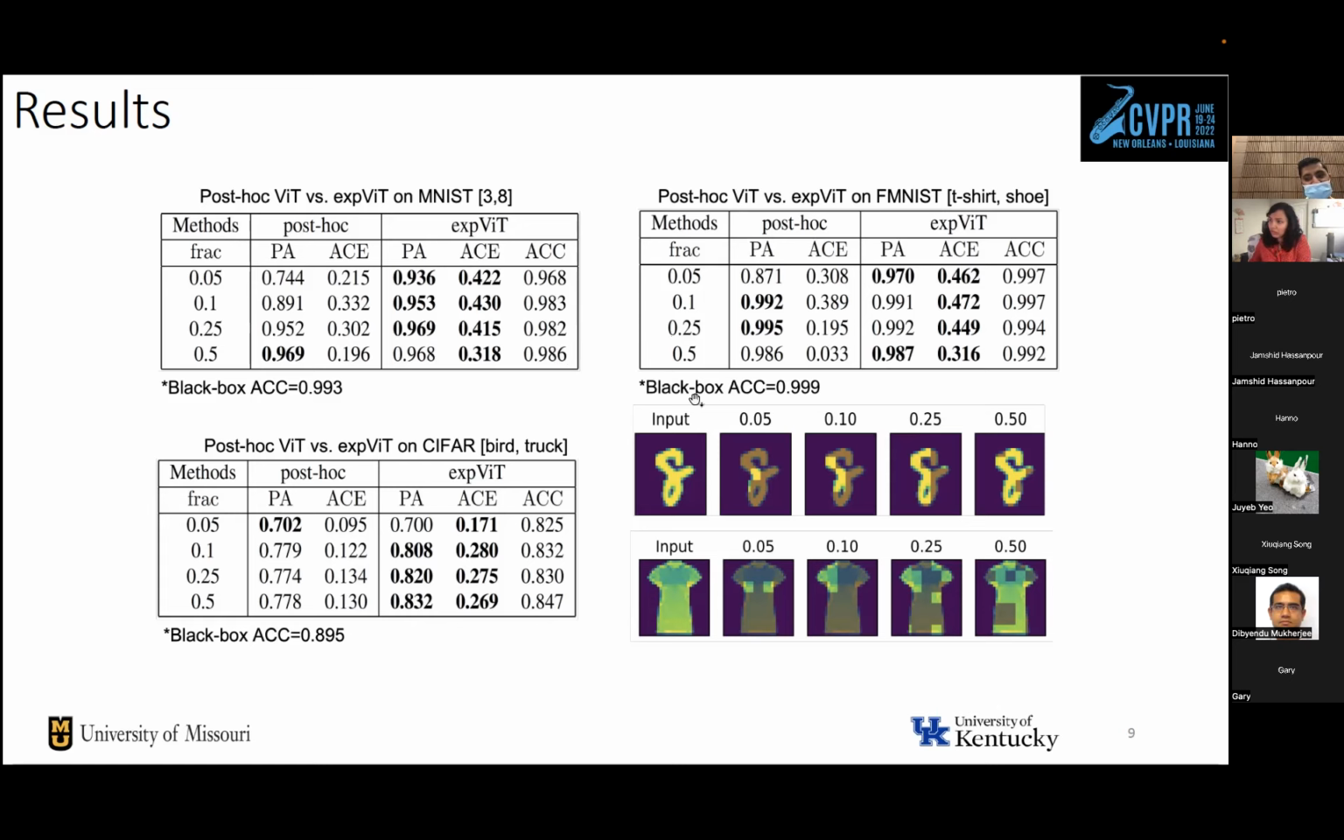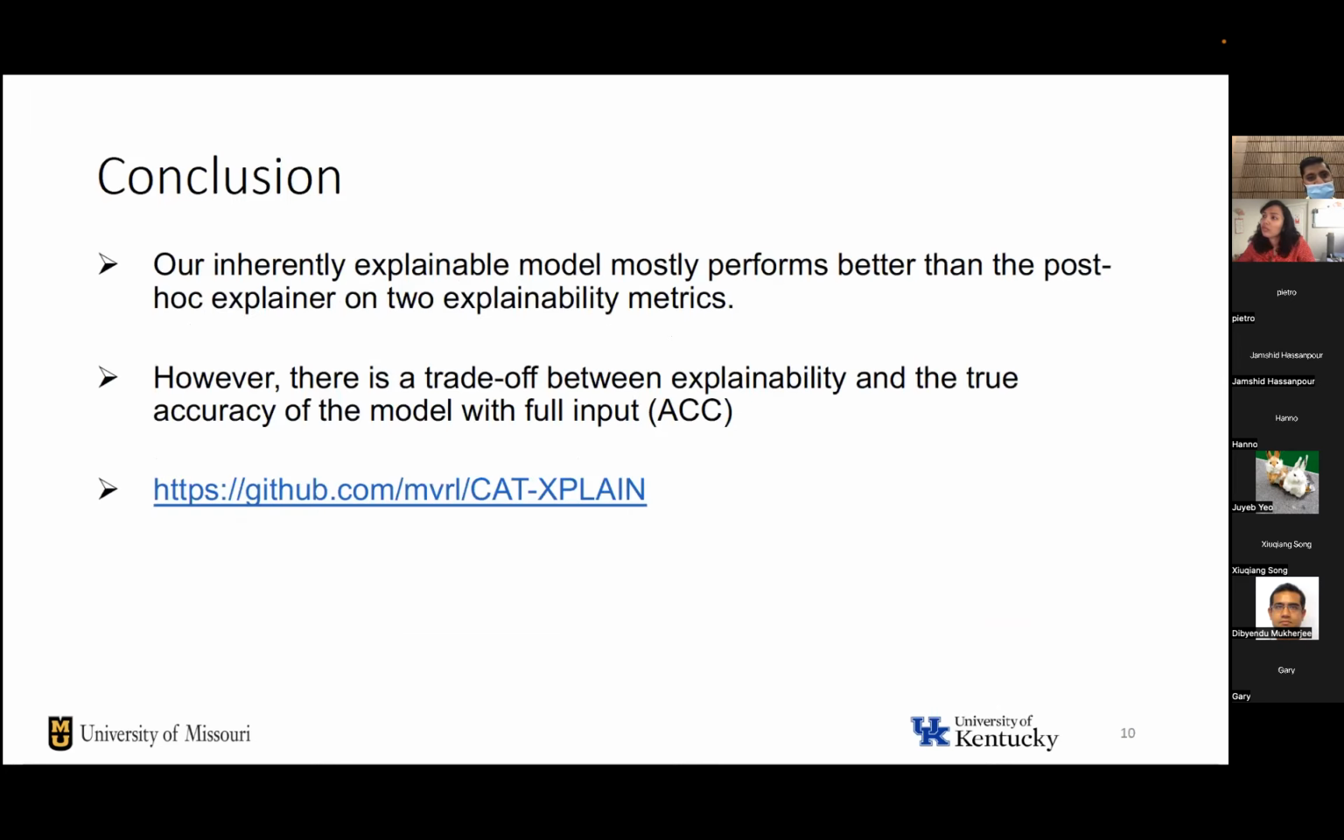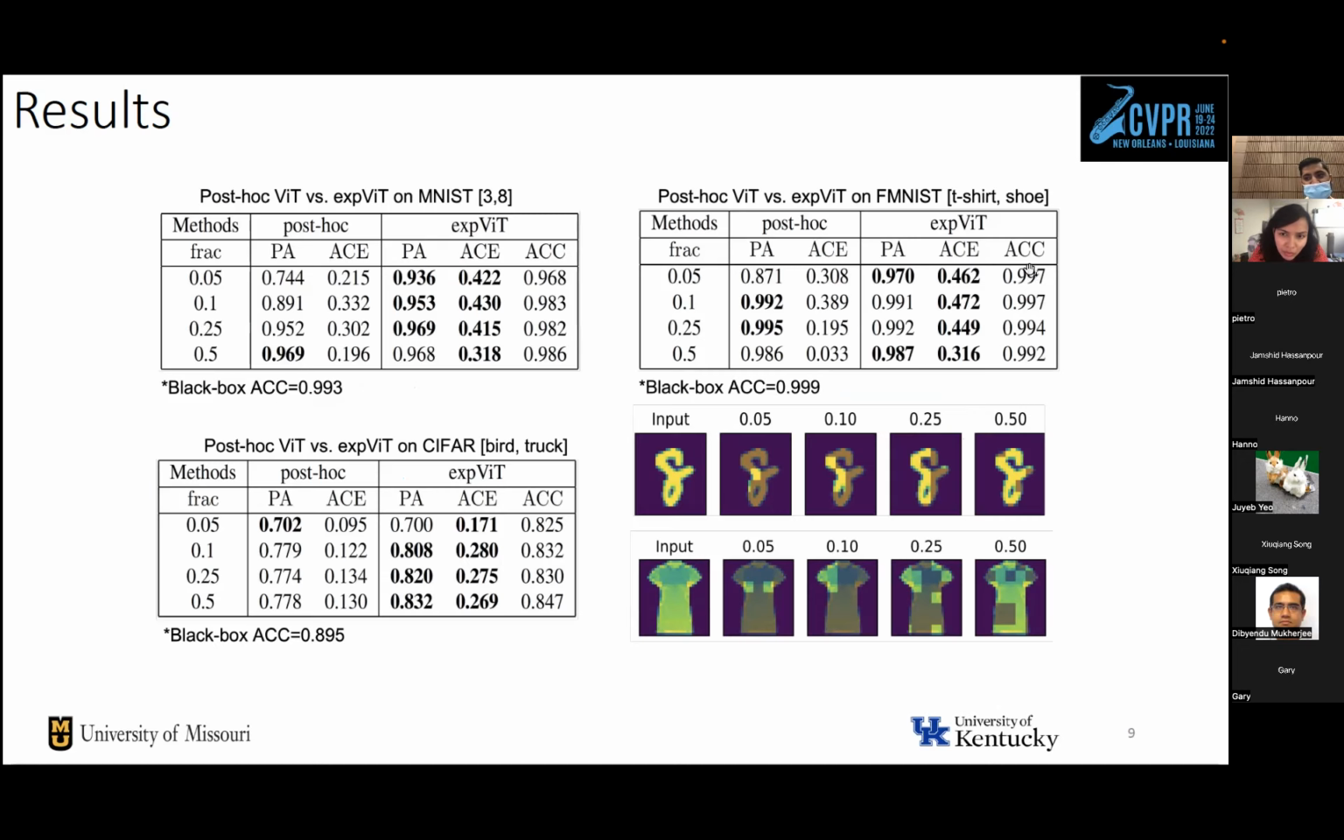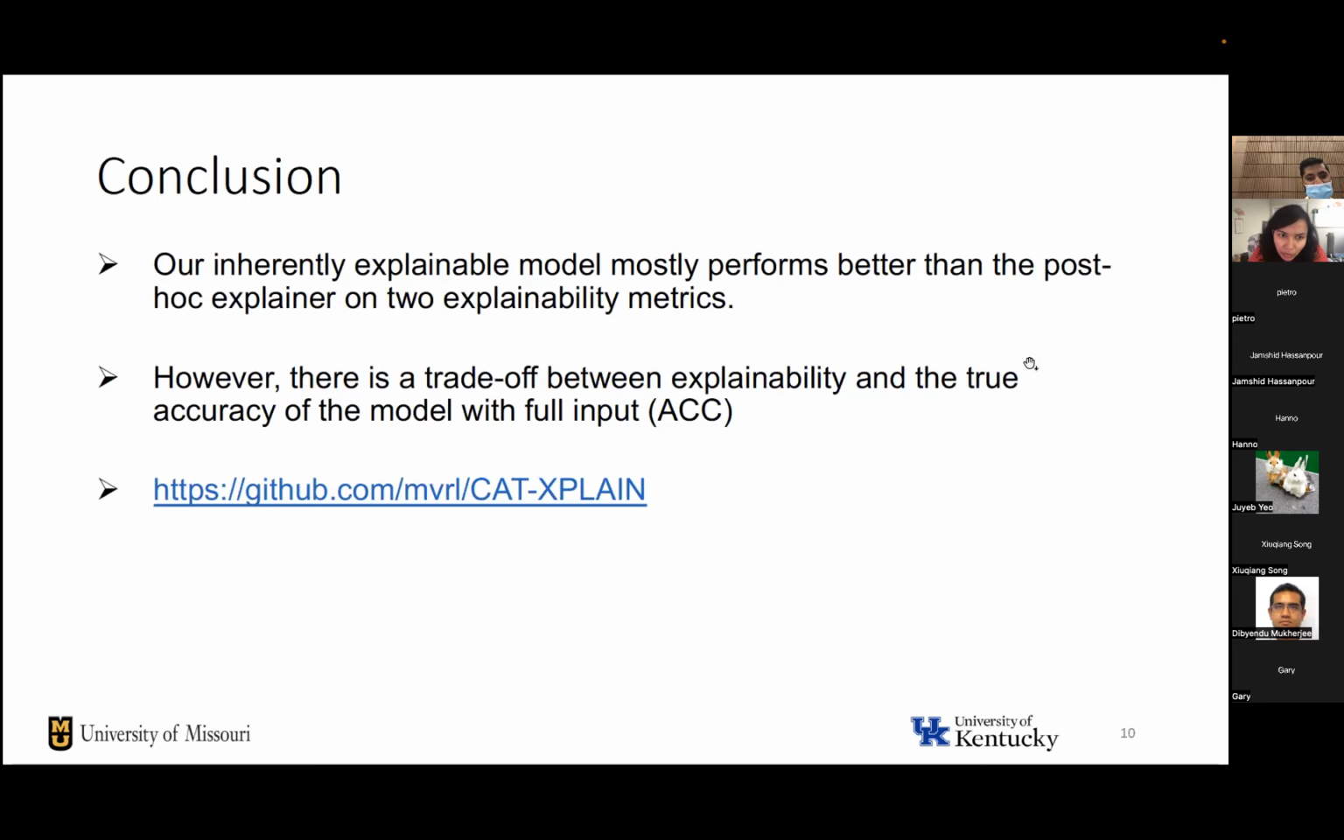On the bottom right, we can see a demonstration of the model. For example, for the image with digit 8, the model was able to identify the patches on the left side of the image because this was trained for the classification between 3 and 8. So our inherently explainable model mostly performs better than the post-hoc explainer on 2 of those explainability metrics. However, as we can see, there is a trade-off between the explainability and the true accuracy of the model when it is passed the full input. The results are reproducible with the code in the GitHub repo here. Thank you.